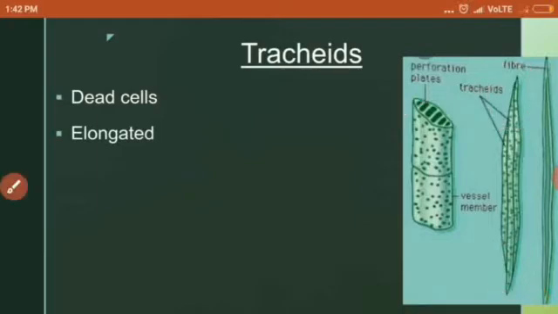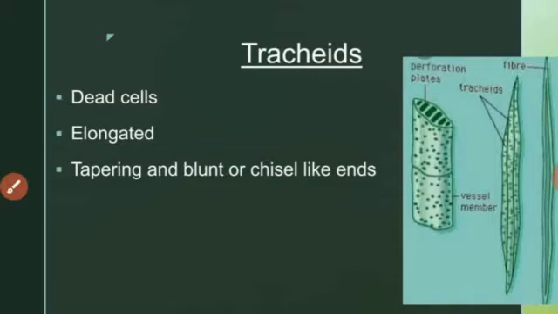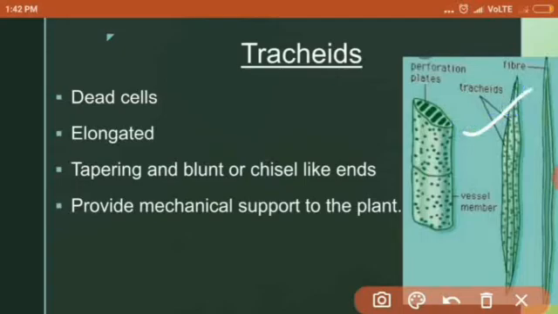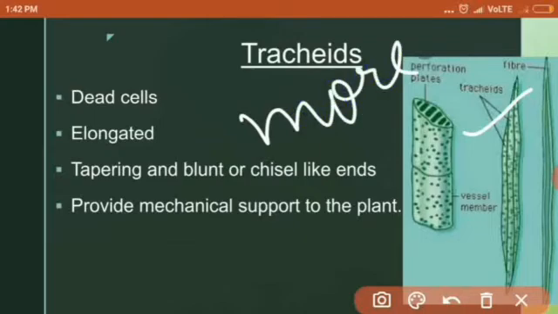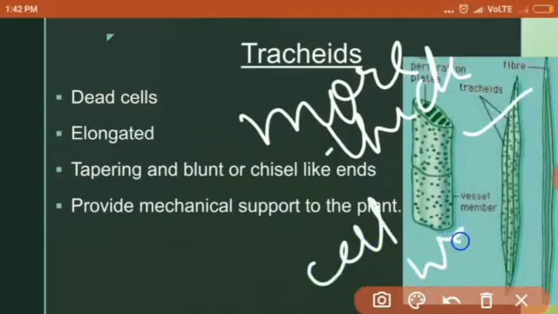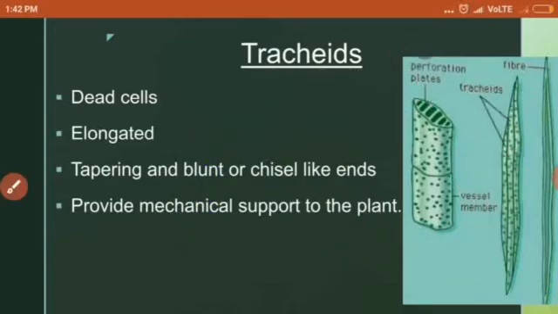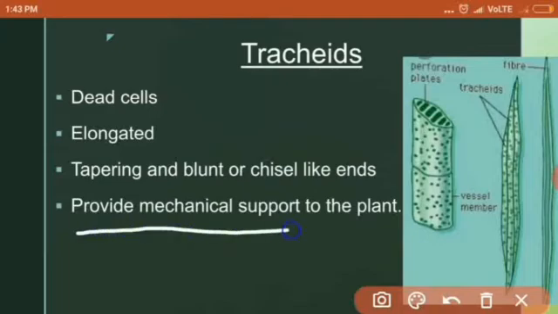Another difference is that we can see this tapering and blunt or chisel-like end. Cell walls are thickened in the tracheids also, but in tracheids cell walls are thickened more as compared to xylem vessels. Okay, more thick cell walls. Understood the basic difference between the structure of xylem vessels and tracheids? And when it has more thick cell walls, it provides mechanical support to the plant also. Okay, it provides mechanical support to the plant.